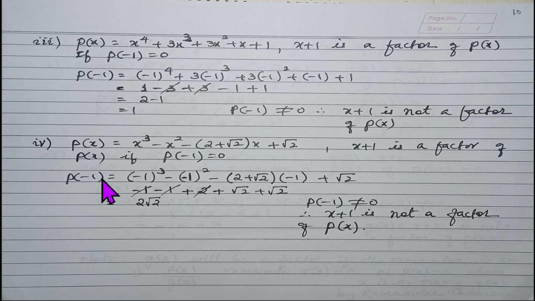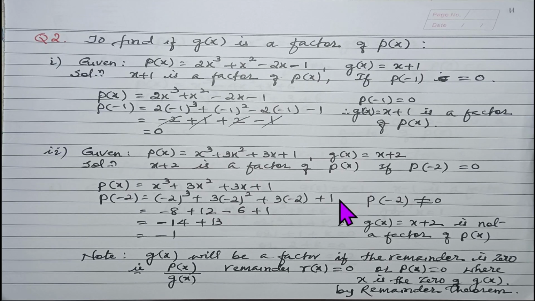But when I find p of minus 1, putting the value of x in the given polynomial, I find p of minus 1 is 2 root 2 and not equal to 0. Therefore x plus 1 is definitely not a factor of p of x. So very simple, but understand the method of solving the example.